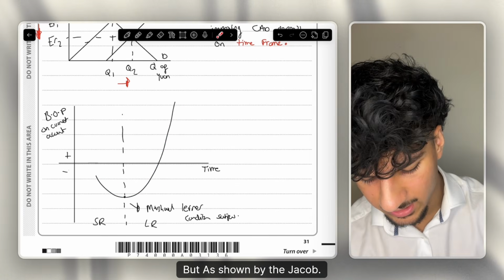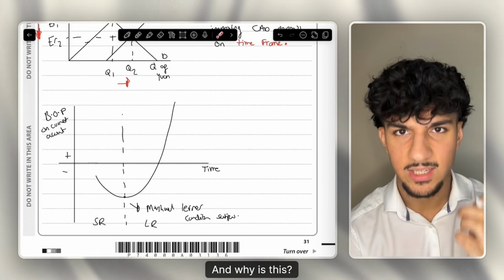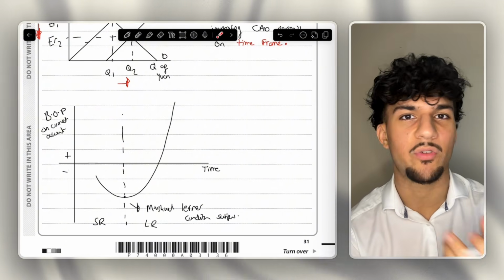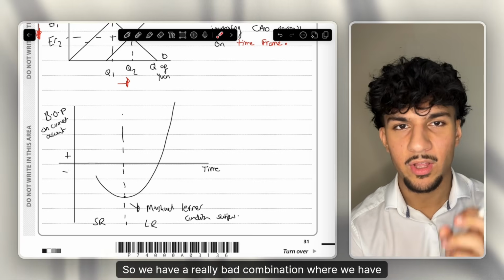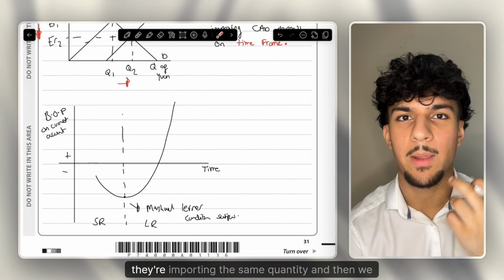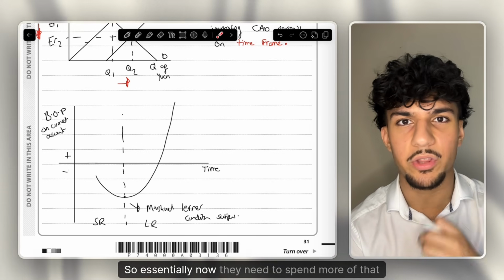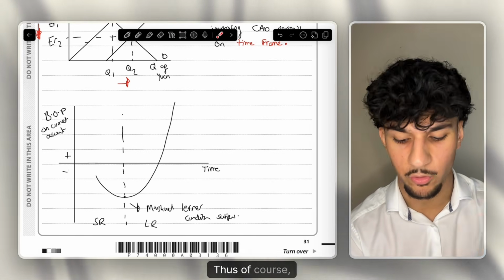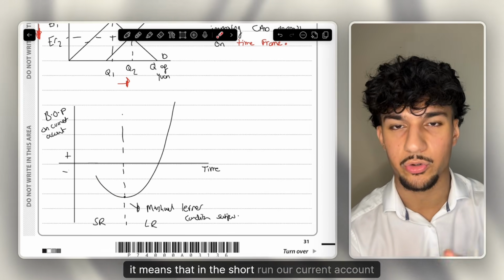As shown by the J-curve, in the short run, the current account deficit actually gets worse. And why is this? This is as demand for imports, we say in the short run, is inelastic, as for example, firms are tied down to contracts. So we have a really bad combination where firms, since they're tied down to contracts, are importing the same quantity, and then we have a depreciated currency. So essentially now they need to spend more of that currency to get the same amount of imports. Thus, as we can see on the J-curve diagram, in the short run, our current account deficit gets worse.